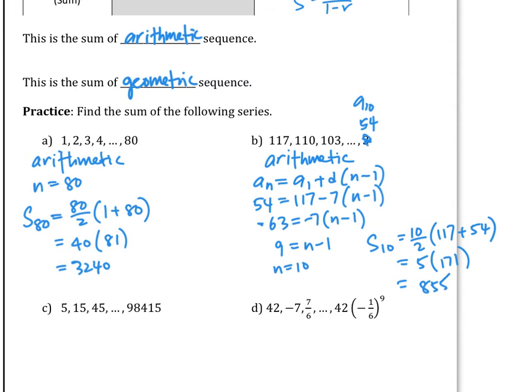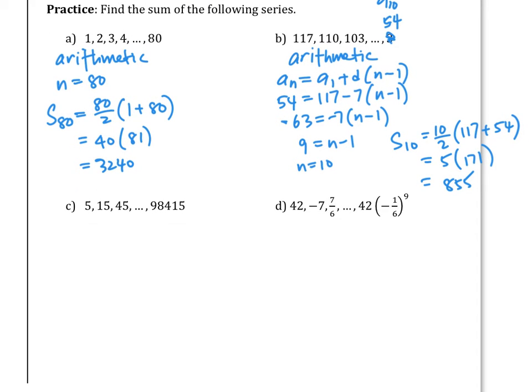Okay, so I'm going to give you some hints on C and D. You're going to try those. So looking at C, you can see that this is going to be a geometric series because you're multiplying by 3 to get to the next number.